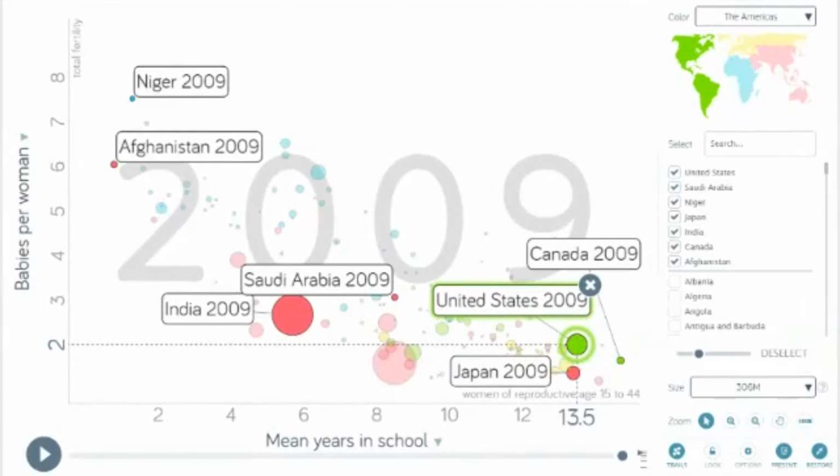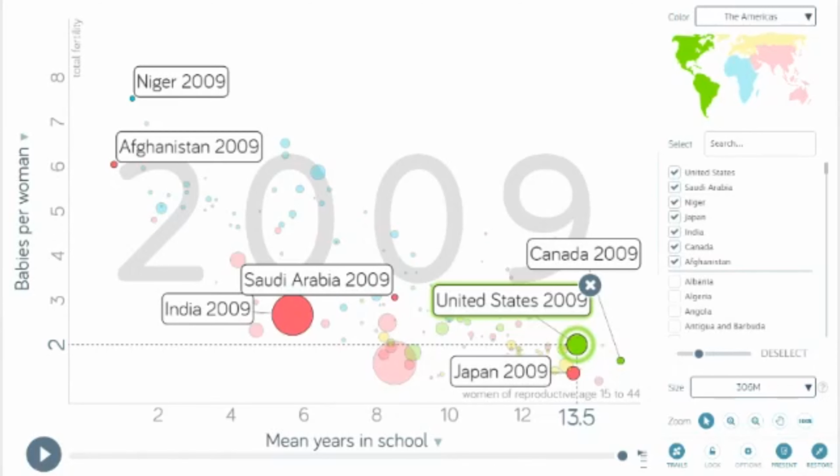So let's look at a couple of those charts. So here's one where we see the direct correlation between babies per woman and the mean years that a girl spends in school. So the higher the years a girl spends in school, the lower the babies per woman is. So we can see in Niger, they have the highest fertility rate in the world. They're at almost 8 still.